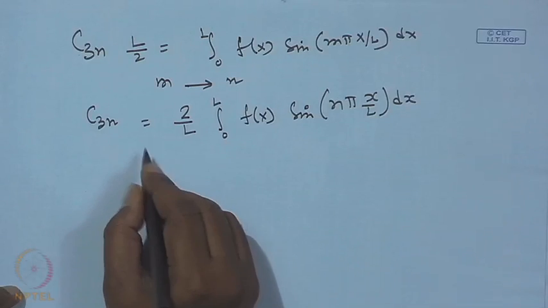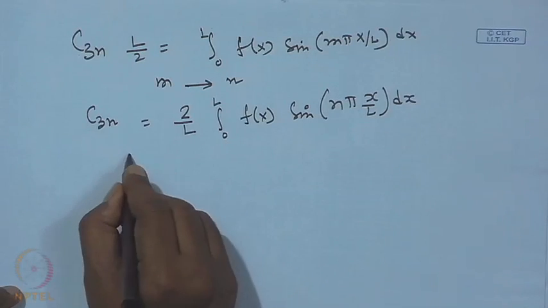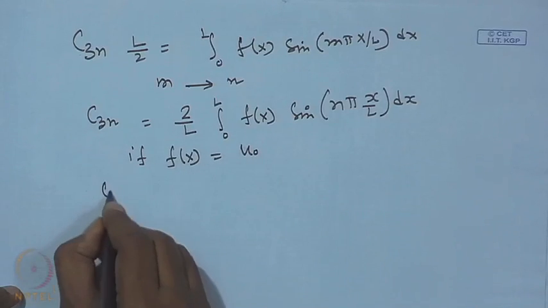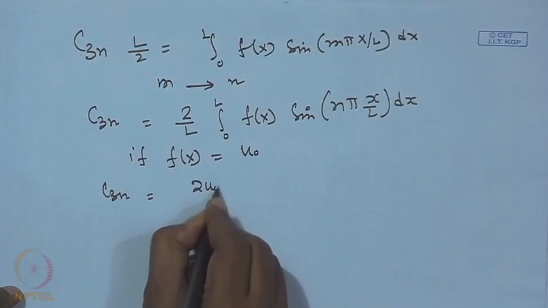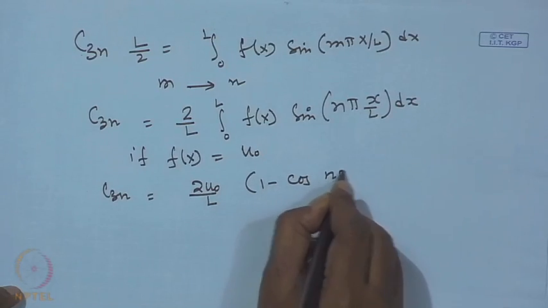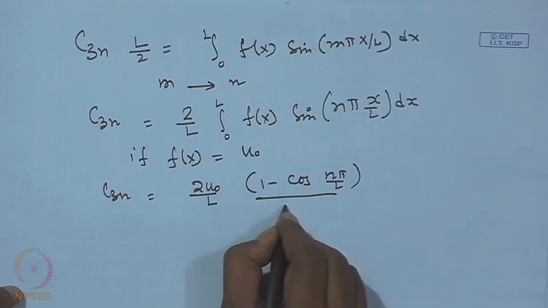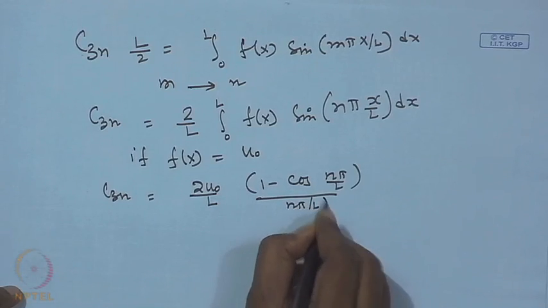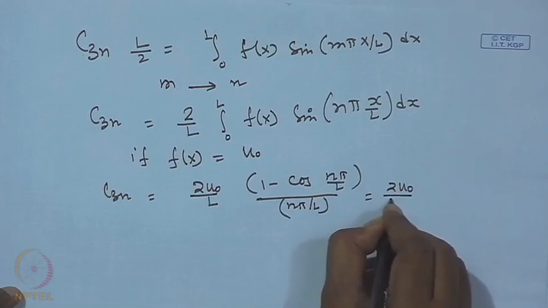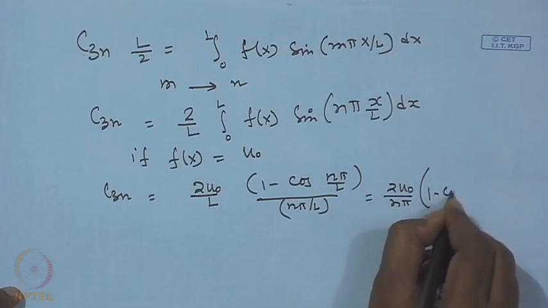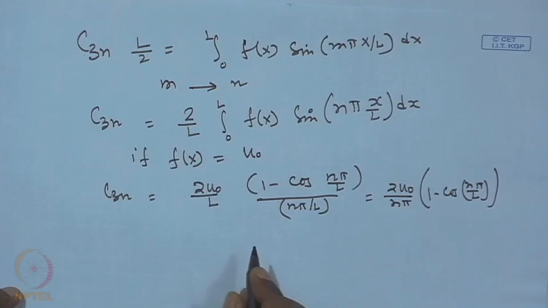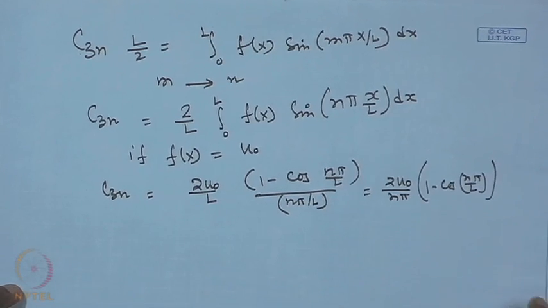Now, if f(x) is a known function, we can integrate it out. If f(x) is constant, let us say u0, then C3n will be nothing but 2u0 by L times (1 minus cosine nπ) divided by nπ by L. So, L will be cancelled out. So, it will be 2u0 over nπ times (1 minus cosine nπ). So, that will be the value of the constant C3n.